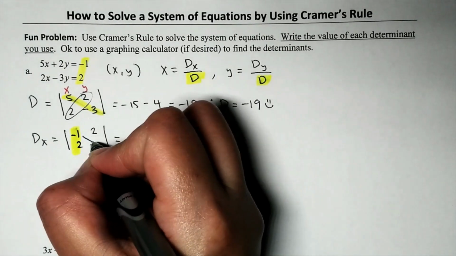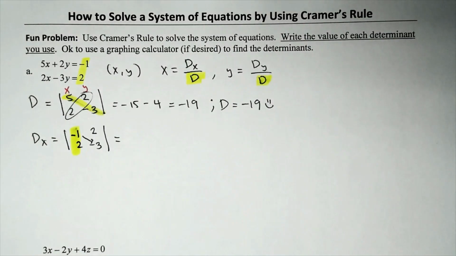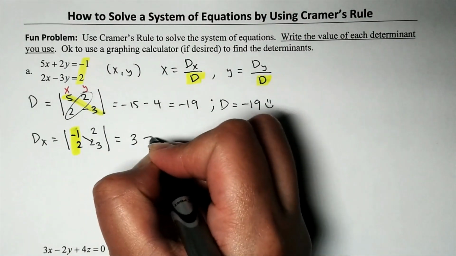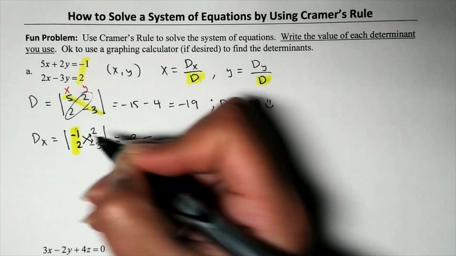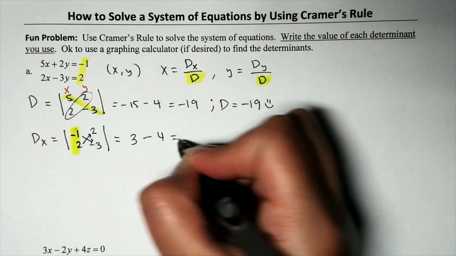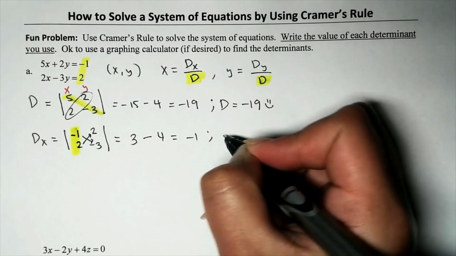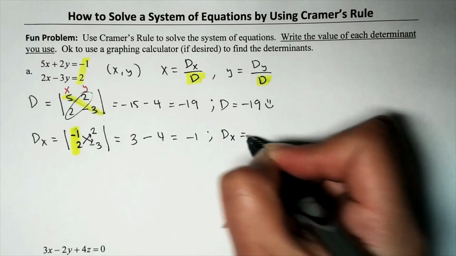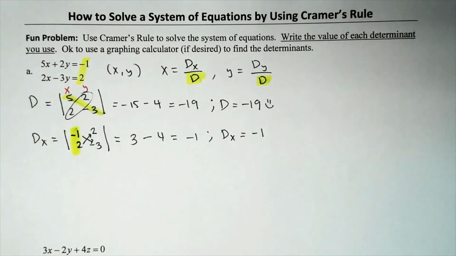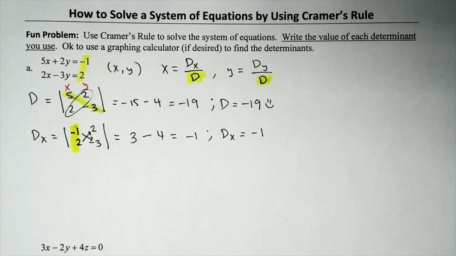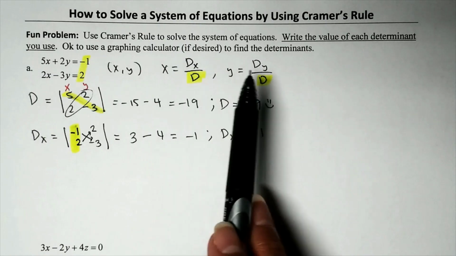So the first cross product, namely -1 and -3, should give us 3, and we're going to subtract from it the other cross product, which is given by 4. The difference of 3 and 4 is -1, and if you love yourself, go ahead and write it again. So we have dx, the determinant form when we replace the x column values with the answer column values, gives us -1. So we found d, we found dx, now we need to find dy.